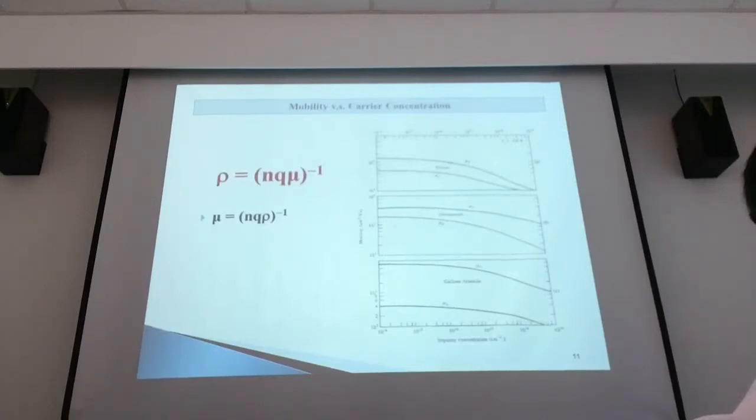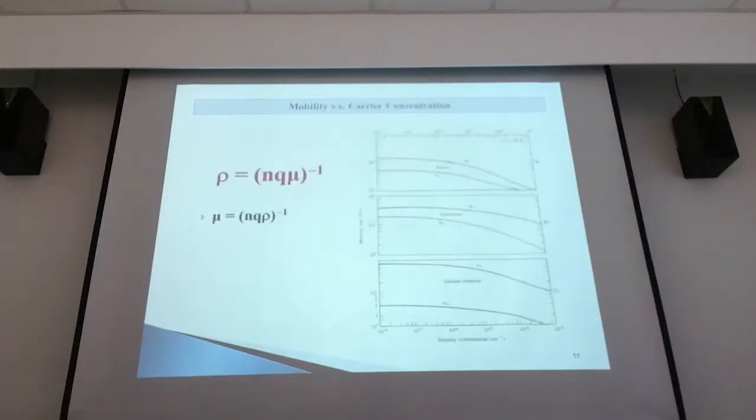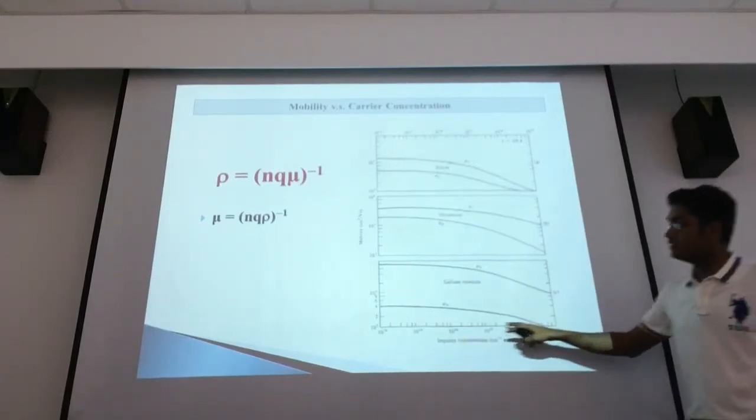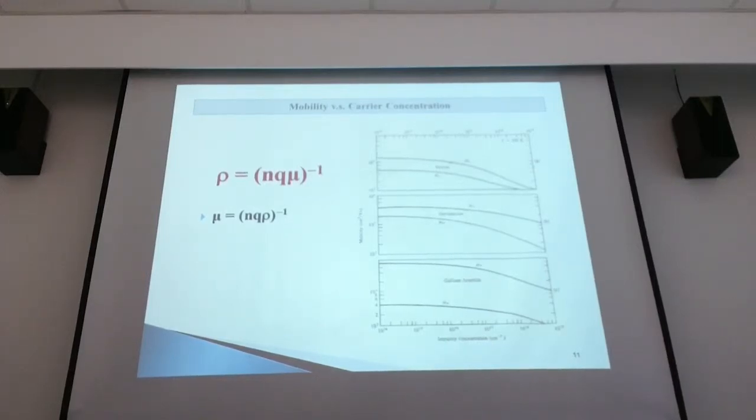Okay. As I said, rho equals 1 by sigma. So 1 by sigma equals 1 by n q mu, right? Now this is a graph that shows mobility versus impurity concentration. You can see that an impurity concentration of 10 to the 18 is decreasing the mobility. Now I said mobility is an intrinsic property, but it is not exactly an intrinsic property. You can change it by impurities, right? You can change the intrinsic system as well using impurities. Okay, you can see silicon, germanium, gallium arsenide have different curves. You may be following this curve, germanium, right here.